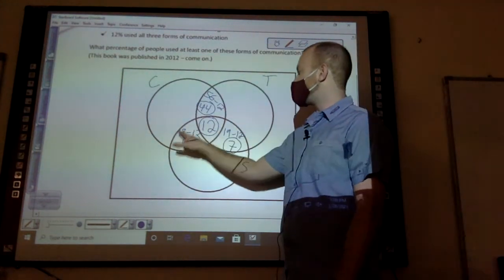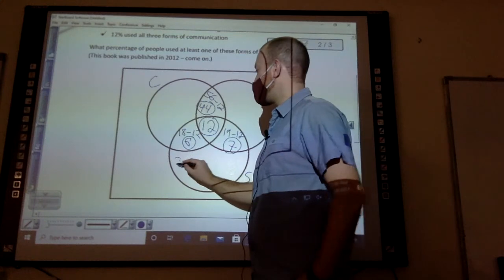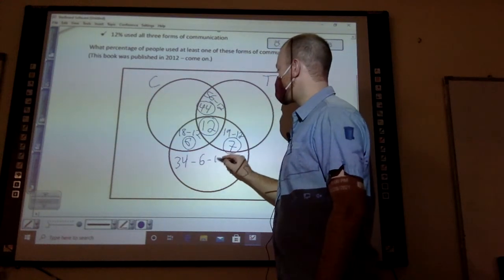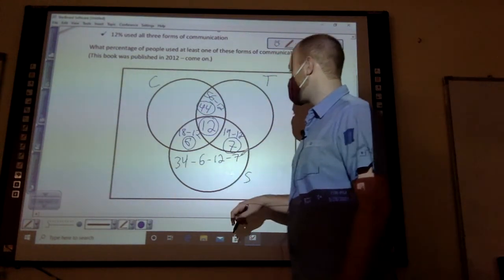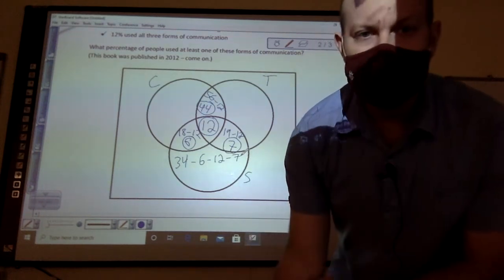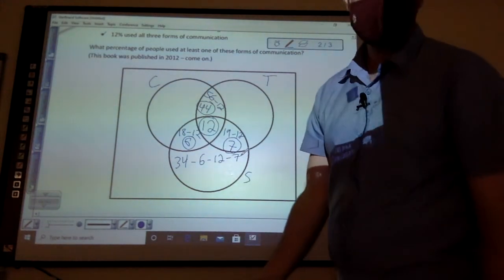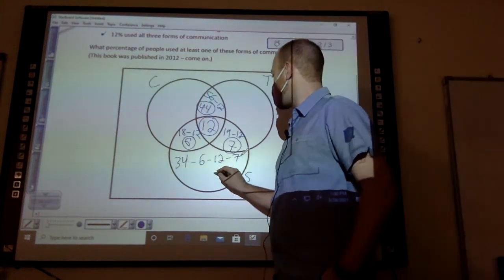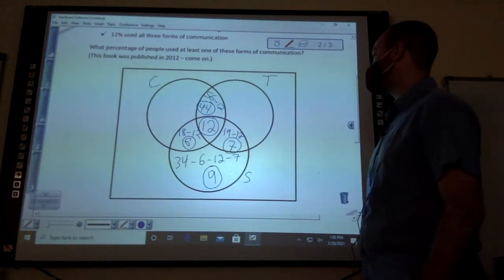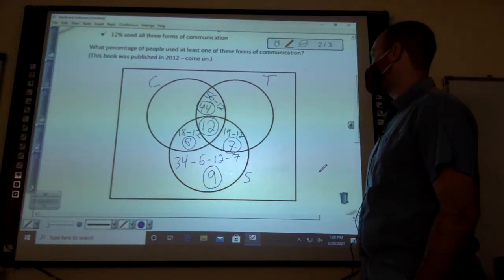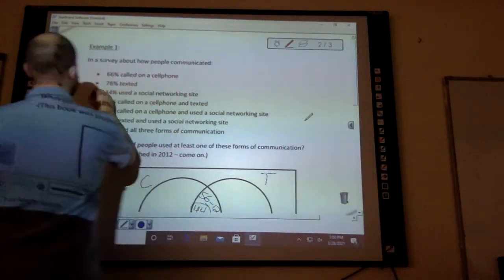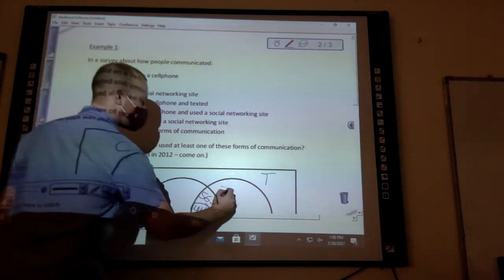Okay, so this whole circle here is 34. So if I do 34 minus these other sections, minus 6, minus 12, minus 7, 28, 16, 11? I think it's 11. Nope, I did something wrong. 34, should be 9. So I write 34 gives you 28, 18, 16, 9. Yep. And then, so we got that one. We use the 34. Texting needs to be 76.